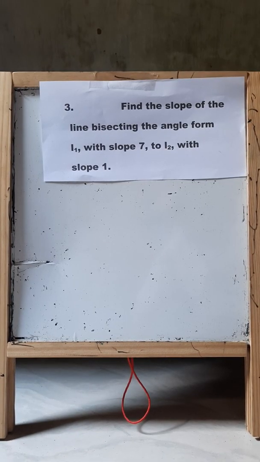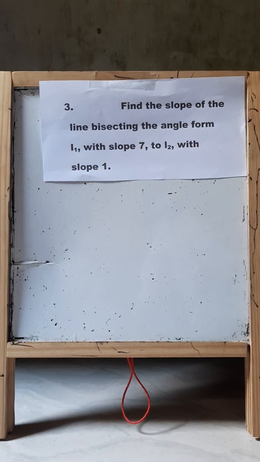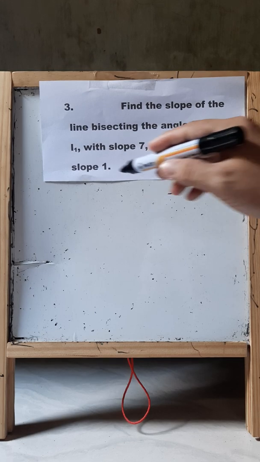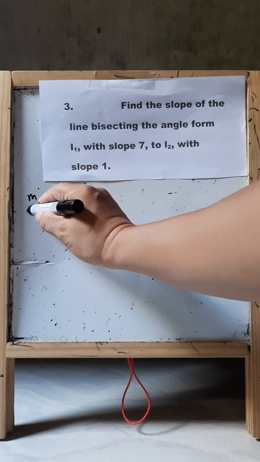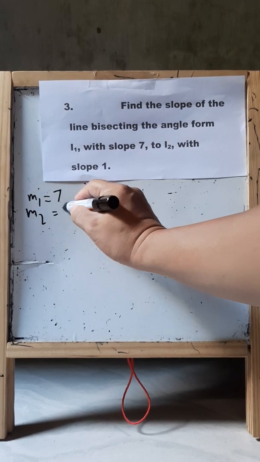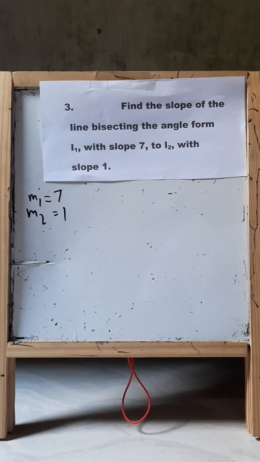Find the slope of the line bisecting the angle from line 1 with slope 7 to line 2 with slope 1. So first, we write the given. M sub 1, the slope of line 1 is 7, while the slope of line 2 is 1. So what we're trying to find here is the slope of the line bisecting the angle from line 1 with slope 7 to line 2 with slope 1.